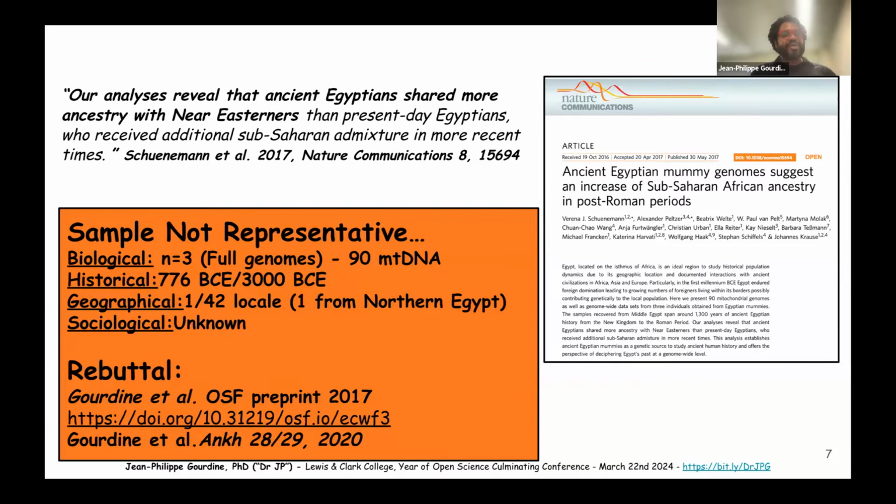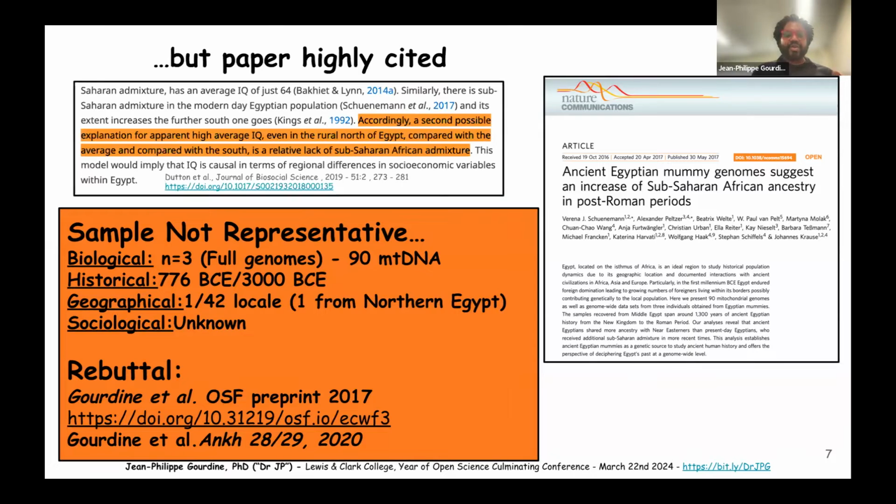So I wrote a rebuttal with some colleagues of mine that was published in OSF initially, and then in an Egyptology magazine talking about this. But I just want to emphasize, when science is not done properly, we can have people citing those scientific articles and using them in a racist viewpoint. So some people are still using this article to try to claim that Black people have a lower IQ than white people. So that can be really dangerous.